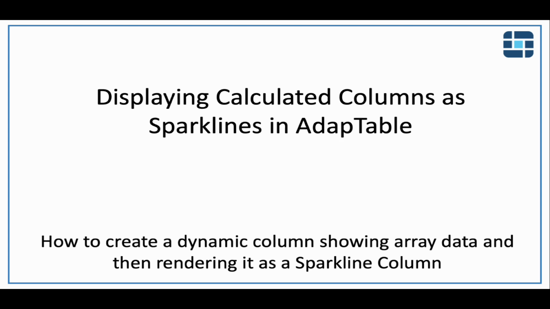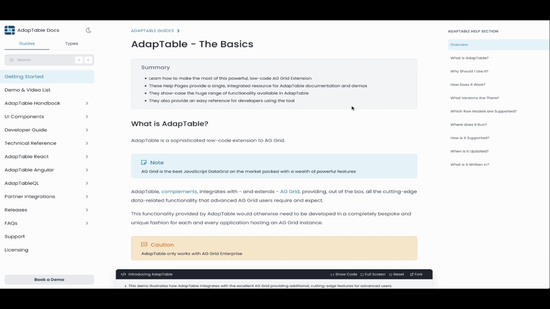This video, like many of the ones we do, was actually inspired by an interesting request that came in from a potential user. So we got an email over Christmas, and what they wanted to know was whether it was possible in AdapTable to create a dynamic column that would show some array data, but to render that array not as the raw values, but as an AG Grid Sparkline column. And the answer is you can do that in AdapTable. And it's actually quite an interesting use case, hence we thought we would show this video.